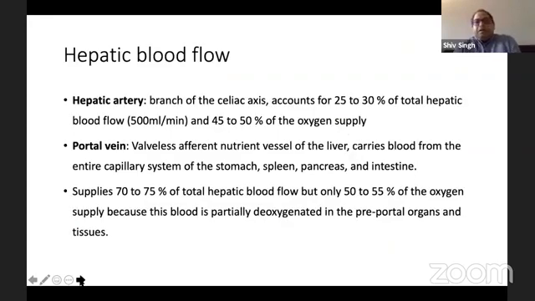So the hepatic artery, which is a branch of the celiac axis, like I've said, accounts for 25 to 30% of the total hepatic blood flow, which is around 1500 ml per minute. And around 40 to 50% of the oxygen supply comes from the hepatic artery. The portal vein, which is draining from the stomach, spleen, pancreas, and intestine, is a valveless afferent nutrient vessel to the liver. And it supplies 70 to 75% of the total hepatic blood flow. But because it's venous blood, it only accounts for 50 to 55% of the oxygen supply coming to the liver.